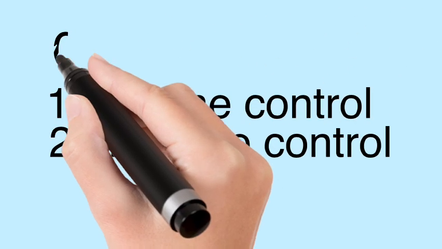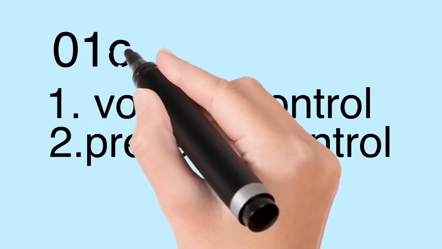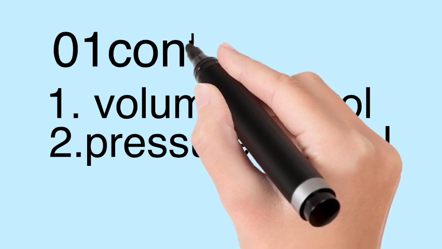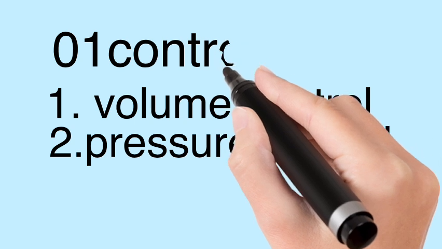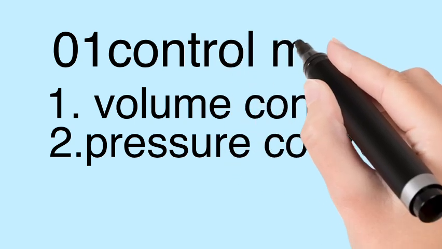In control mode, as I mentioned, there are two main methods. First one is volume control, second one is pressure control. In volume control mode, we are controlling the volume. In pressure control mode, we are controlling the pressure of the airway, with the volume in the lungs following.